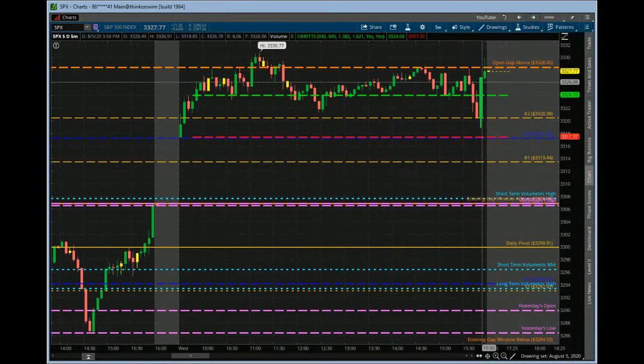And that gap zone right here. So there's a lot of price discovery. So really good stuff.